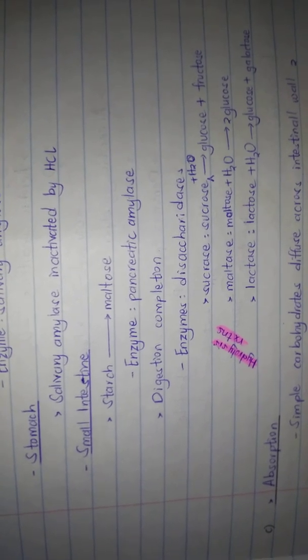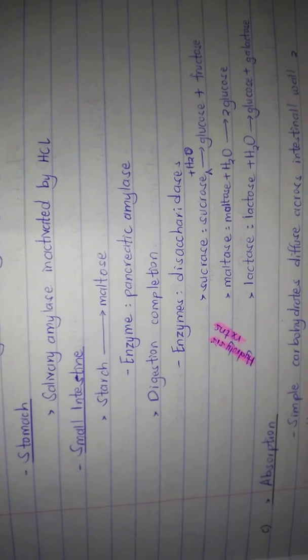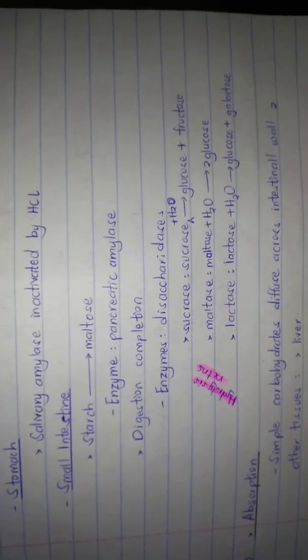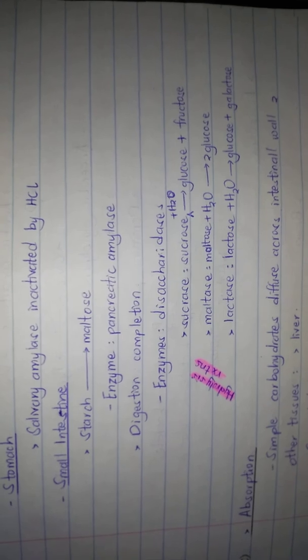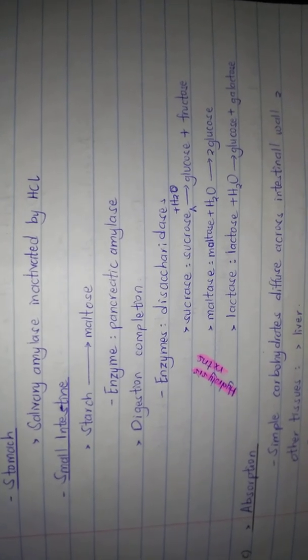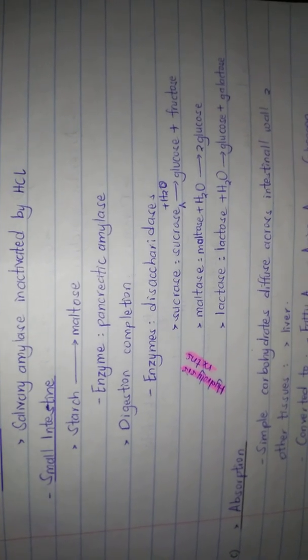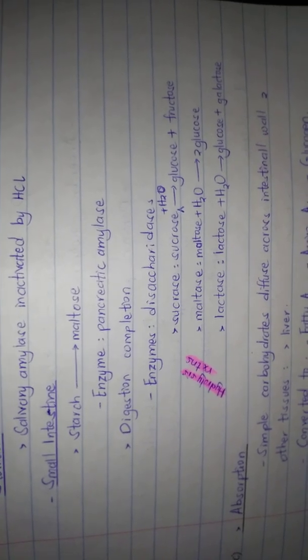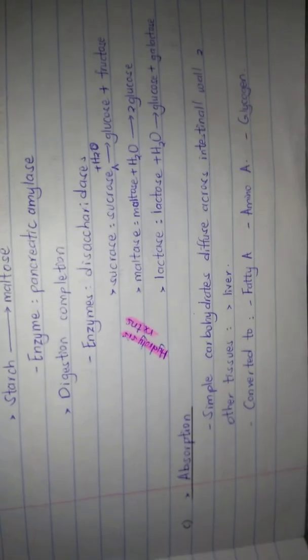This is a place where digestion is going to be completed, and the enzymes involved here are the disaccharidases, for example sucrase, maltase and lactase. Sucrase converts sucrose to glucose and fructose, and remember these are hydrolysis reactions, therefore we're going to be splitting the water molecule. So sucrose to glucose and fructose, maltose to two glucose molecules, and lactose to glucose and galactose.